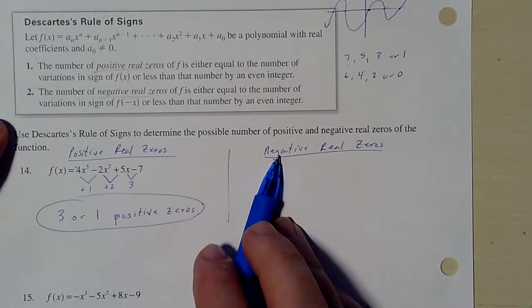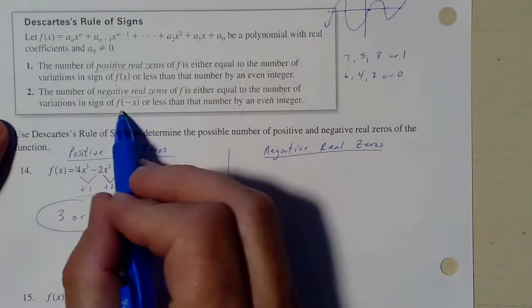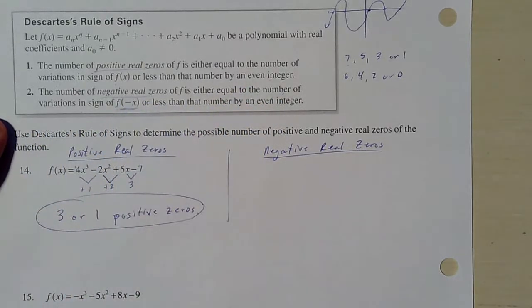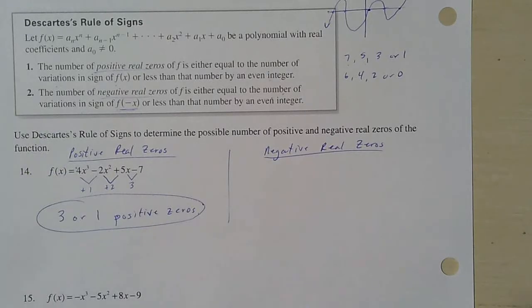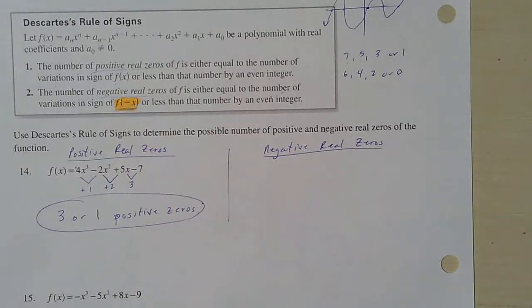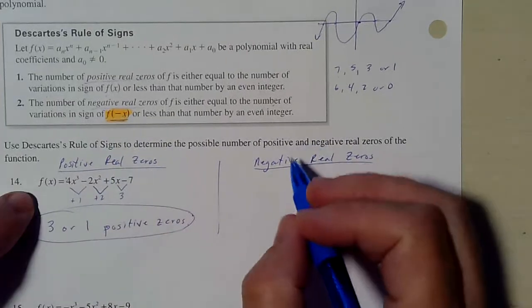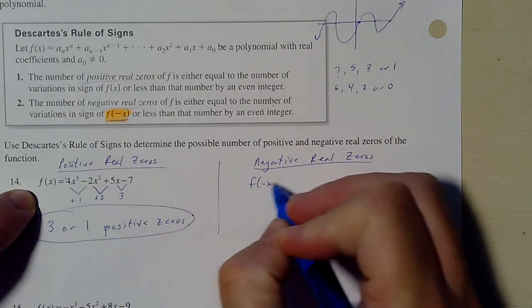Okay, for negative real zeros, we're actually going to count the sign changes again, but we have to use f of negative x. So that's something worth making sure it stands out. That's what makes a difference. And then the process is the same. So we have to evaluate this function with negative x first. So write this down.